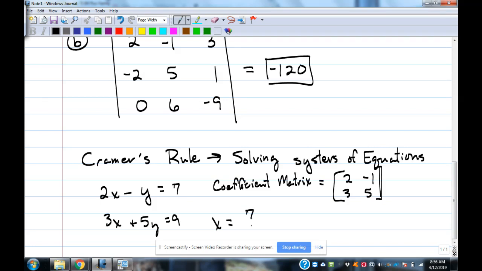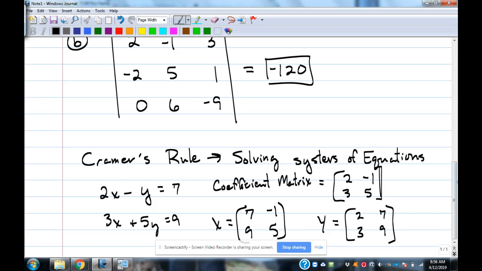So you would say 7, -1, 3, not 3, 9, and 5. And then you've got the Y matrix, where you replace the coefficients of Y with what the equations are equal to. Seems all random, doesn't it? And it kind of is.